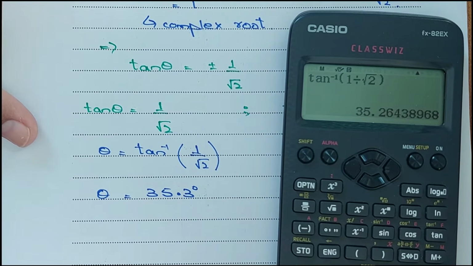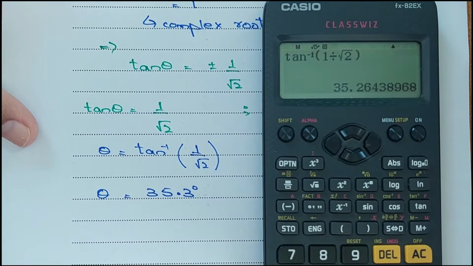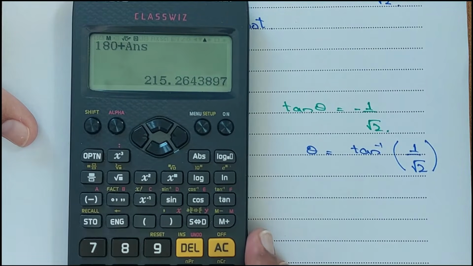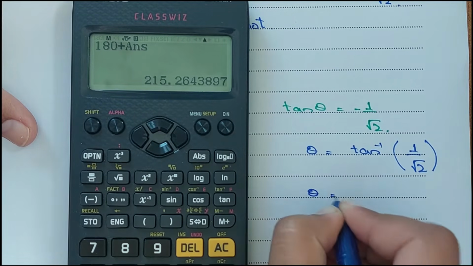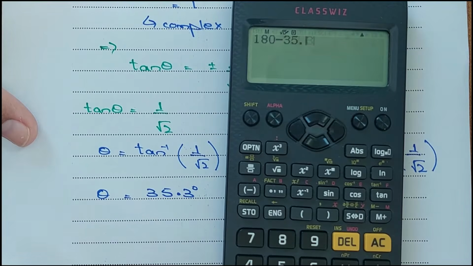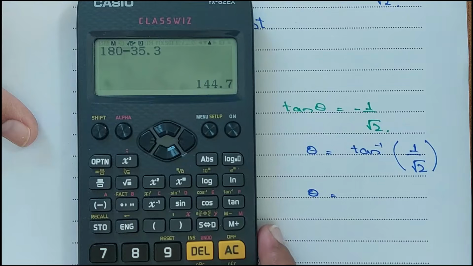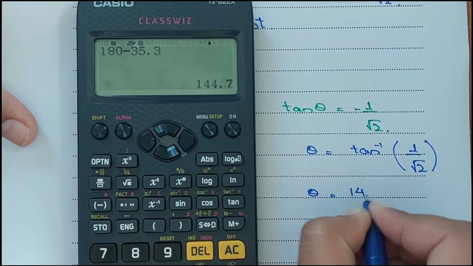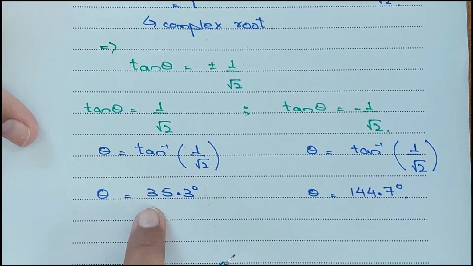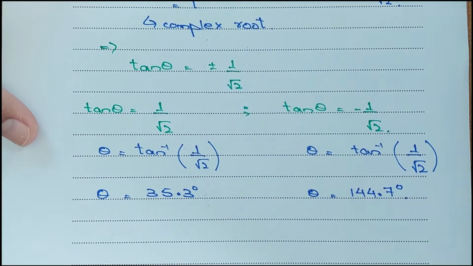but the third quadrant does not belong to our domain. If we do the third quadrant, this is 180 degrees plus the answer, which is 215, which does not belong to the domain, right? Okay, and tangent is negative in the second and fourth quadrant. So we can find the value for the second quadrant. Second quadrant is 180 degrees minus 35.3, which is equal to 144.7 degrees. So these are the two values of theta that belong to the domain between 0 to 180 degrees.